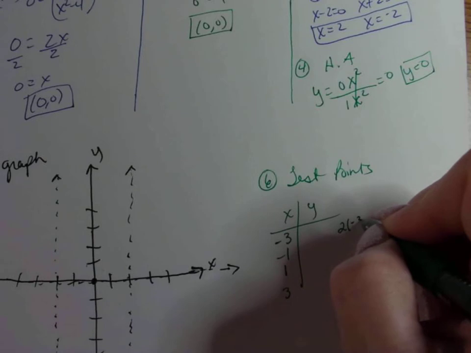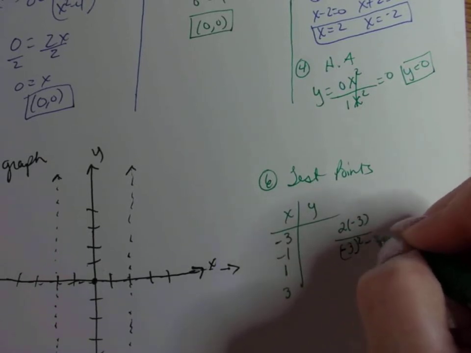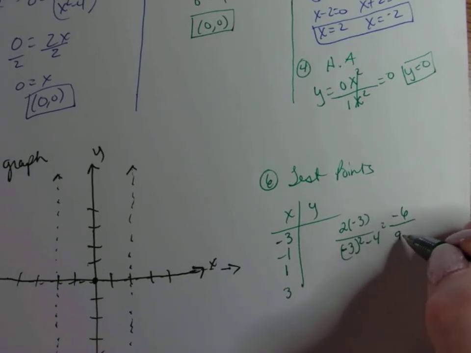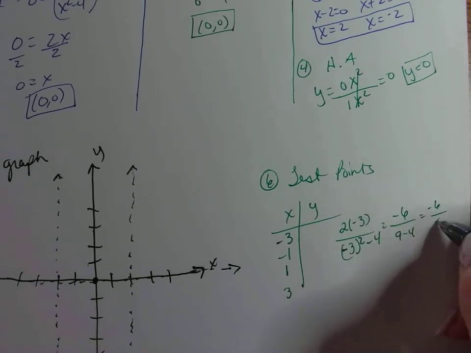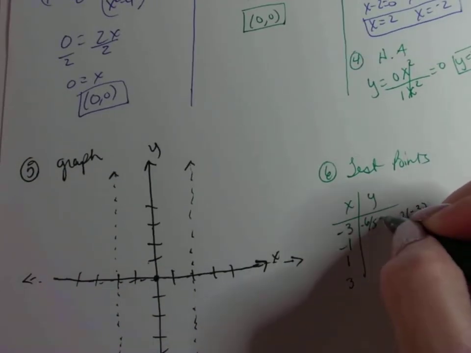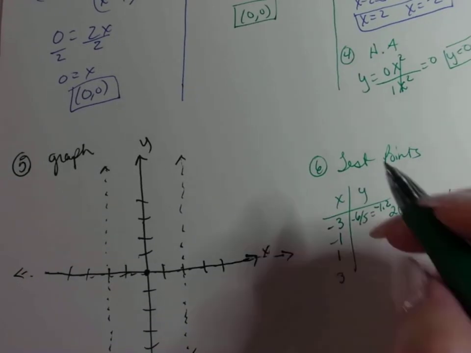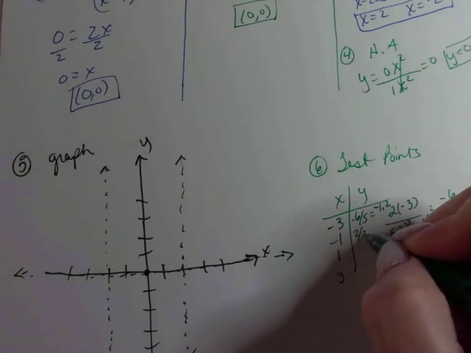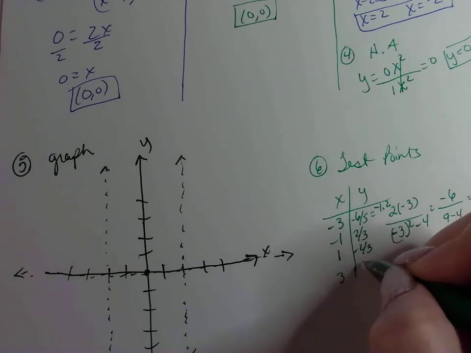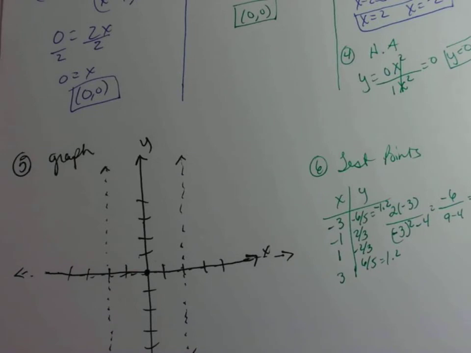So 2 times -3 over -3 squared minus 4. So I'll get -6 over 9 minus 4, which is -6 over 5, which is going to be the same thing as like a -1.2. When we plug in -1, we will get 2/3. At 1, we get -2/3. And at 3, we get a +6/5, which will be +1.2.